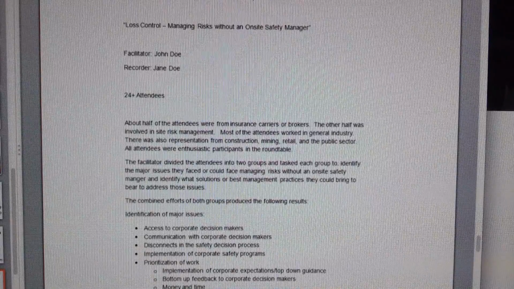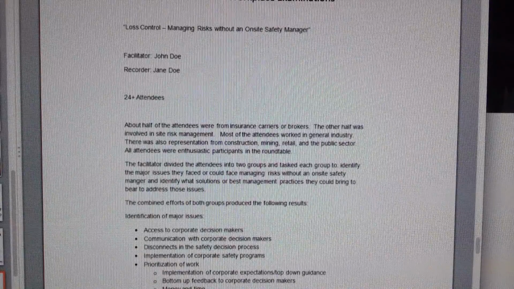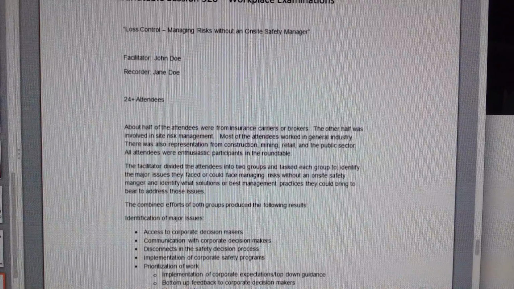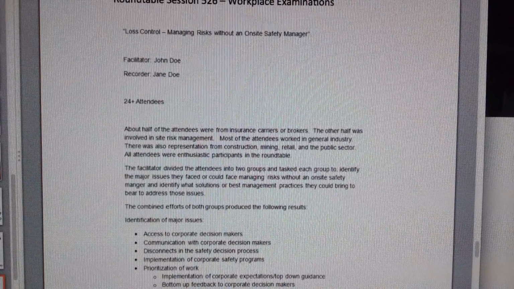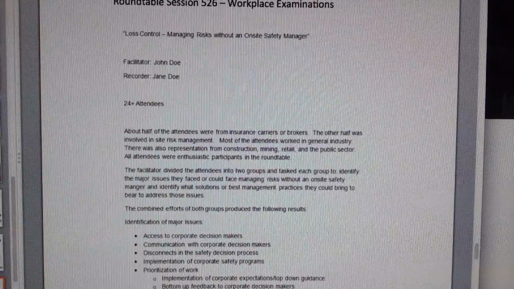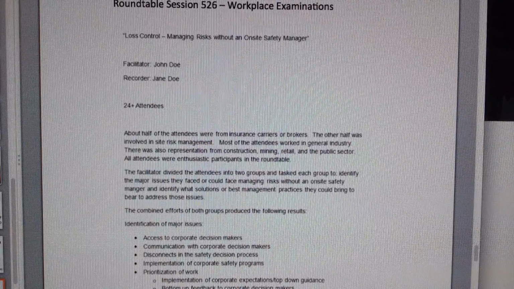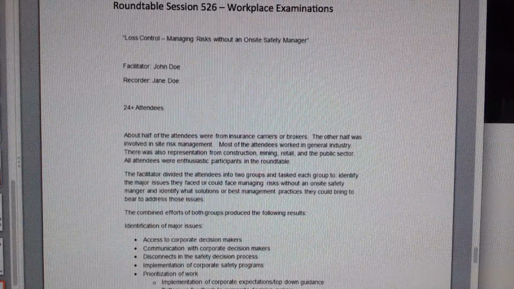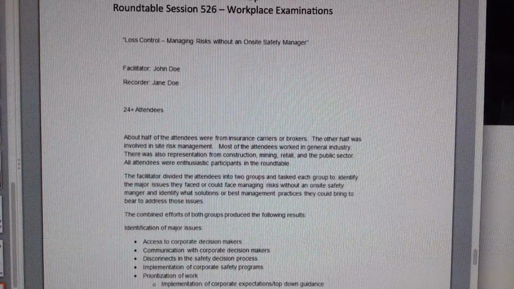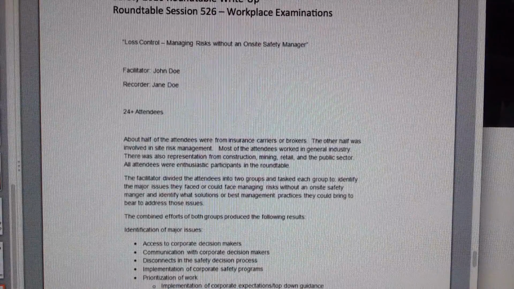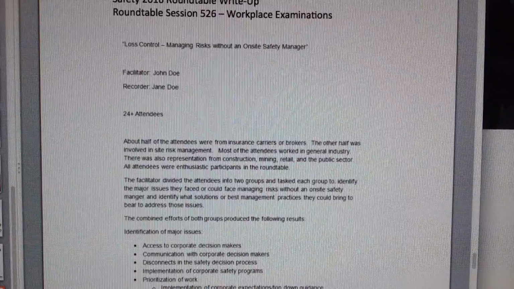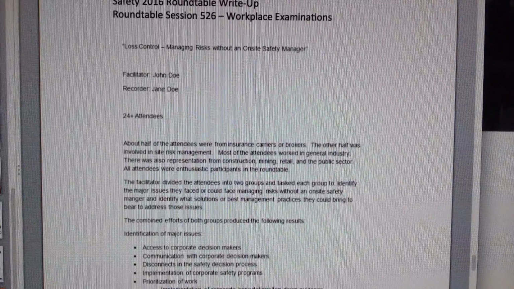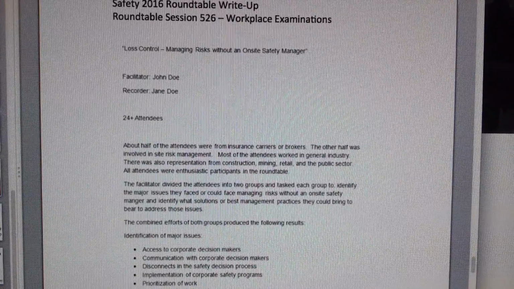In your write-up, you should have the title of the session, the names of the facilitator and the recorder, the number of attendees that were in the room with you, and then get into an overview of what the topic was that was discussed, bring up some of the key questions or discussion points, wrap things up, and if you guys in the room discuss this, look at some next steps, some action items, and things like that.